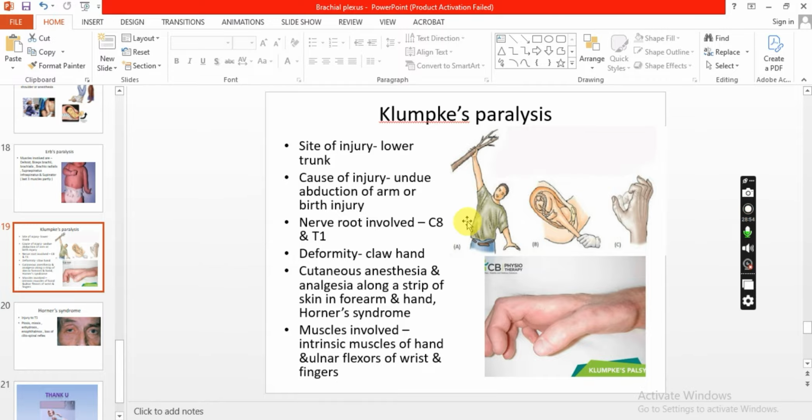Next condition is called Klumpke's paralysis. Here the site of injury is the lower trunk where C8 and T1 meet. The cause for this deformity is again the birth injury, and here there is undue abduction of the arm.